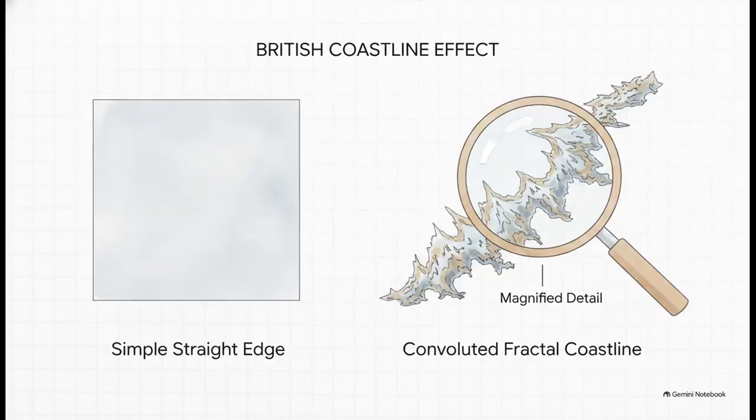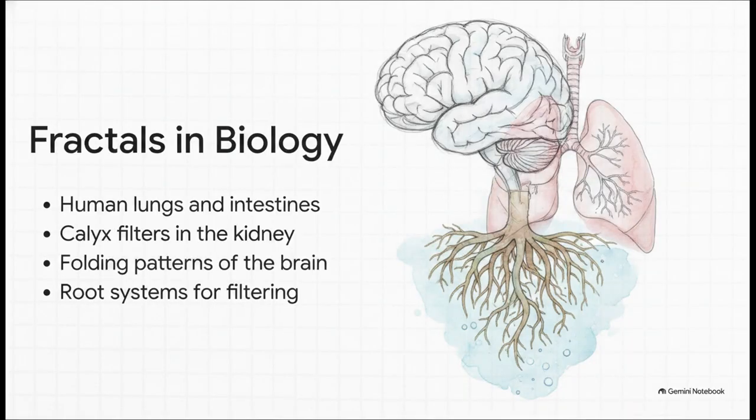Unlike a simple square with straight, boring edges, a convoluted, fractal form, like a rocky, winding coastline, constantly reveals new features as you zoom in. By applying fractal geometry, you vastly increase the surface-to-volume ratio without actually increasing the overall footprint of the space. And nature uses this trick absolutely everywhere.